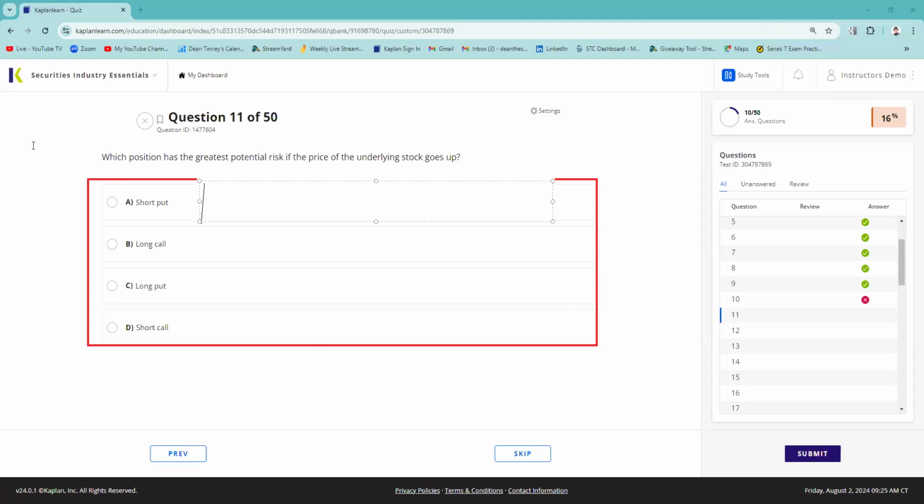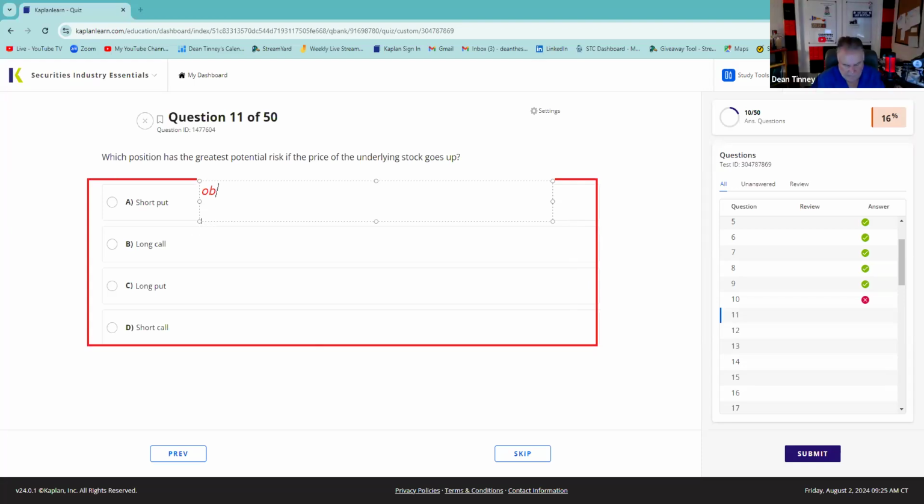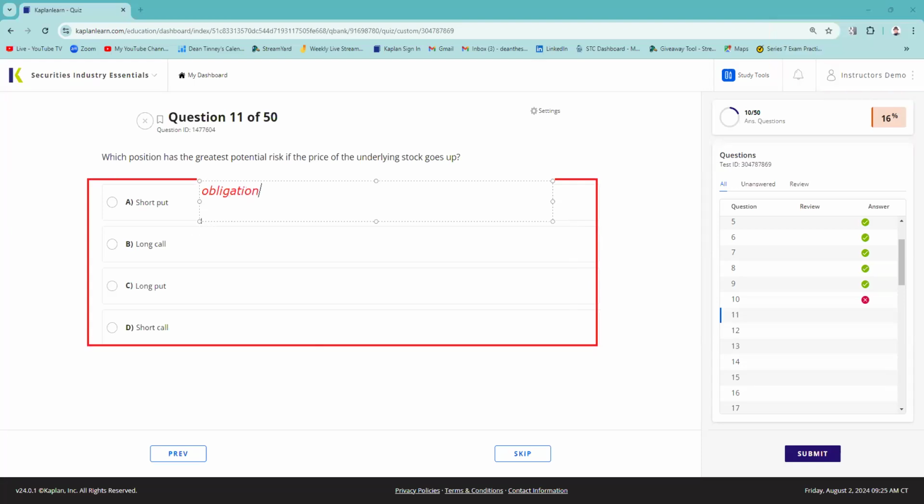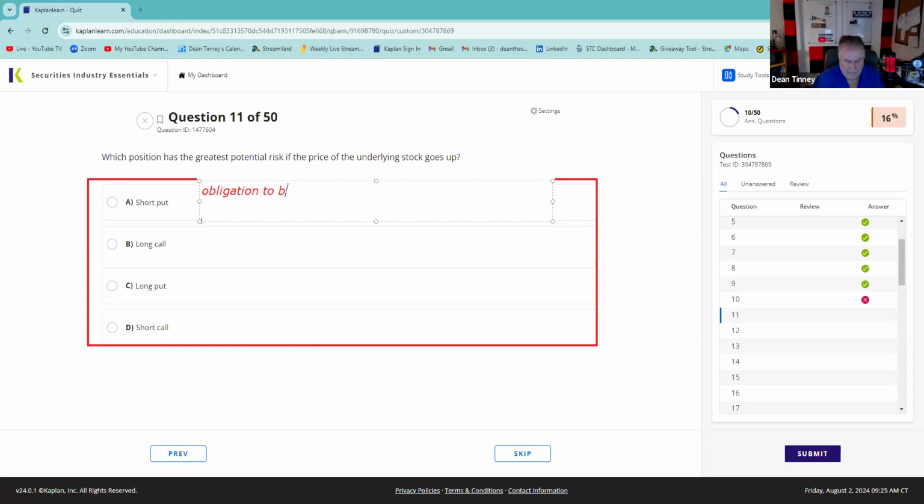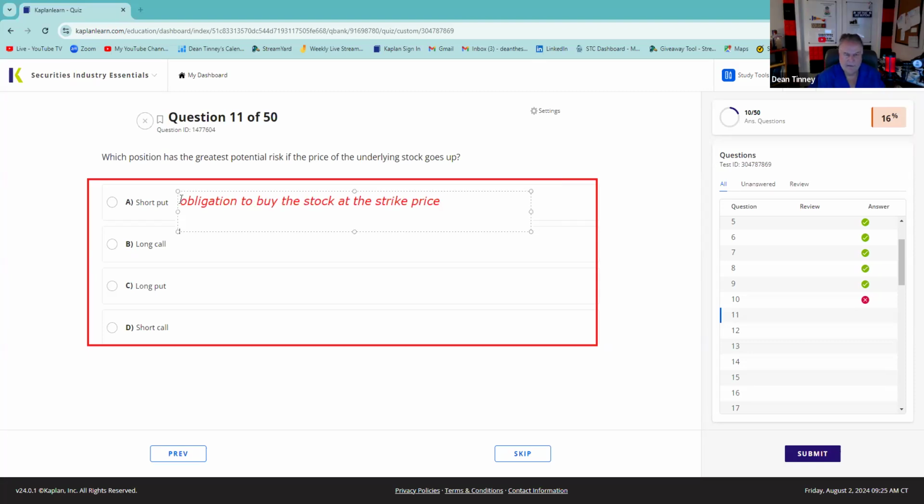We have two types of options, calls and puts. You can either buy them or sell them. So a short put is an obligation to buy the stock at the strike price. What I think is most important as a SIE test taker is knowing these contract specifications. And the reason you're obliged is because you received the premium, right?